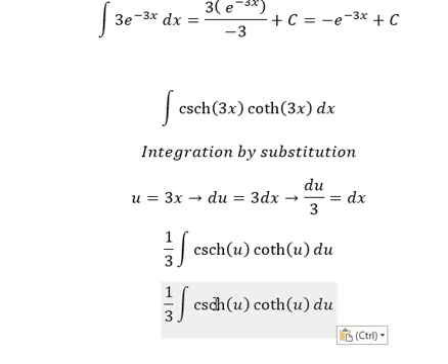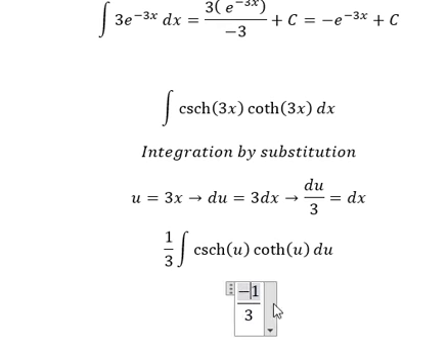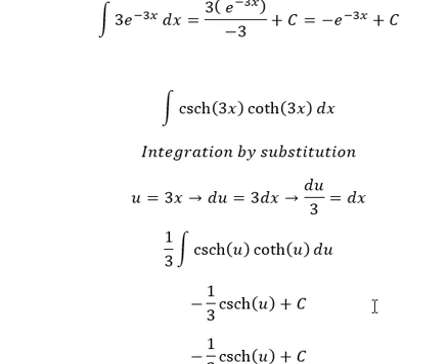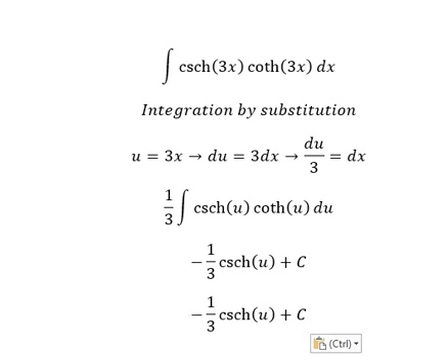So the integration of this one, we will have negative coth of u, and we put plus c. Then u is 3s.